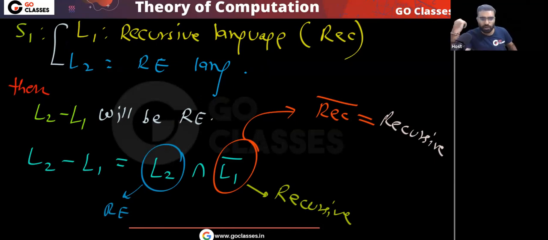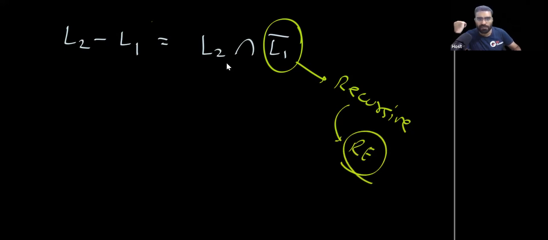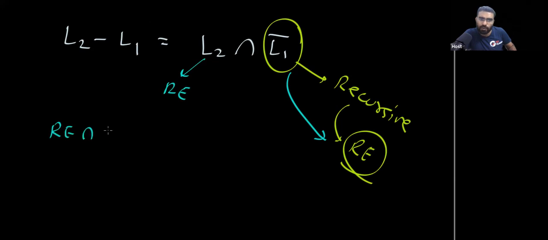RE intersection recursive, what can you say about that? L2 minus L1 is L2 intersection L1 complement. Now this L1 complement is recursive, because the complement of recursive is recursive. Every recursive language is RE, and L2 is already RE. So what can you say about RE intersection RE? That will be RE.